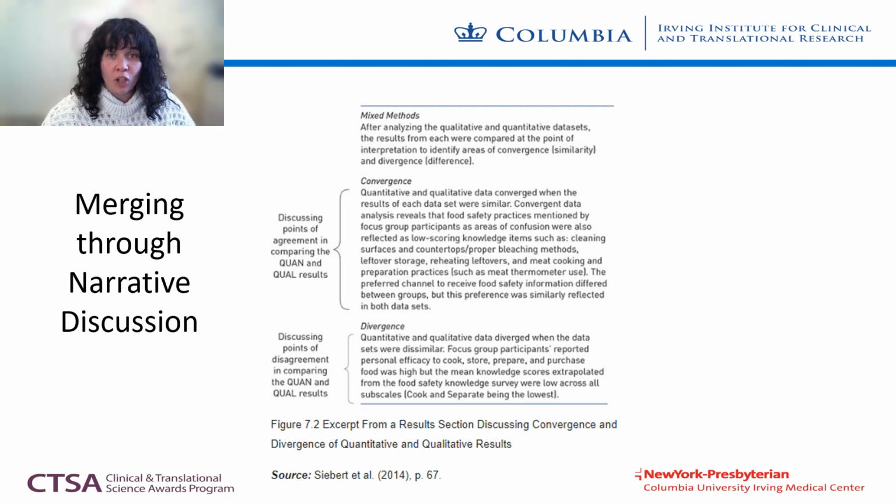The data diverged in relation to personal efficacy around food. So in focus groups, participants report high efficacy to cook, store, prepare, and purchase food. However, the corresponding subscales in the survey, the scores were low, indicating a divergence between the quantitative and qualitative results.